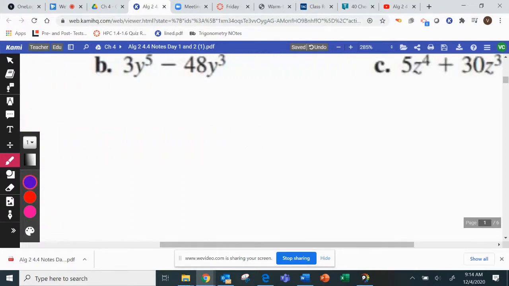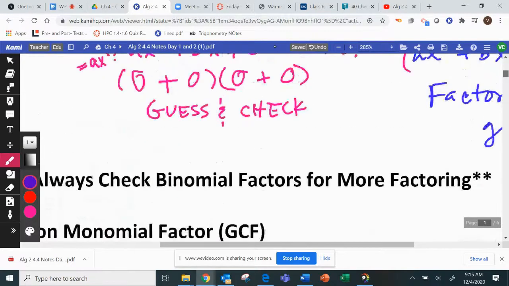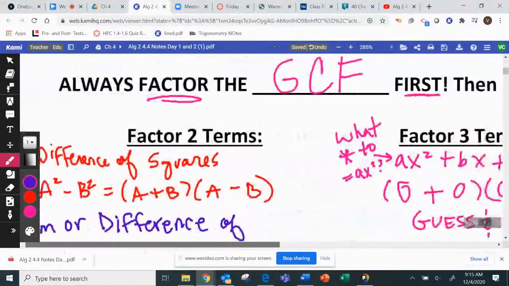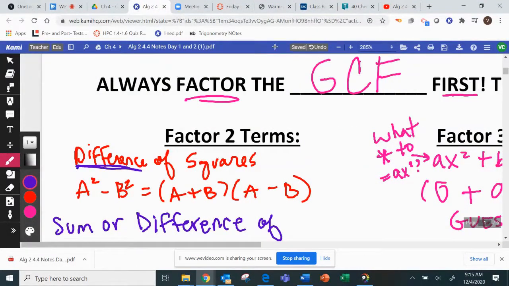Question B, the GCF, 3 and a y to the third. So we take that out, and I'm left with y squared minus 16. That is 2 terms, so we can use our chart above.